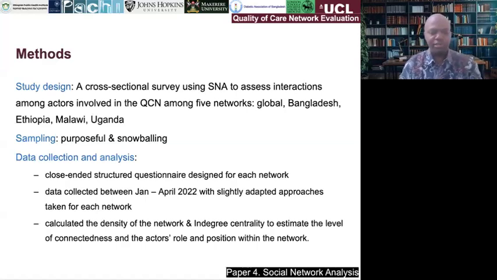So we followed a cross-sectional design using social network analysis to assess the interactions among actors involved in the QCN. A purposive sample, in addition to snowballing, was used to include social network participants. Data were collected using a pilot questionnaire from January to April 2022. And as SNA metrics, we calculated density and in-degree centrality to estimate the level of connectedness and the actors' role and positions within the network. Next slide, please.